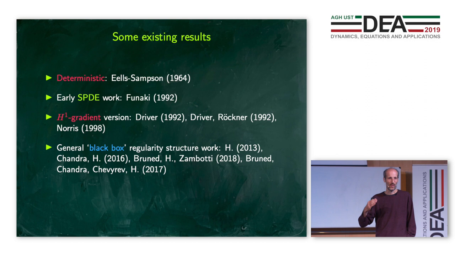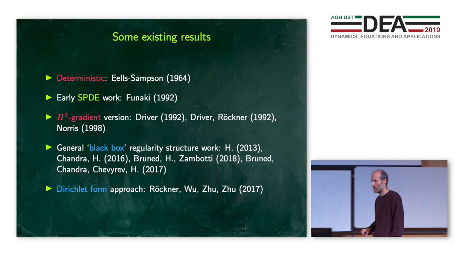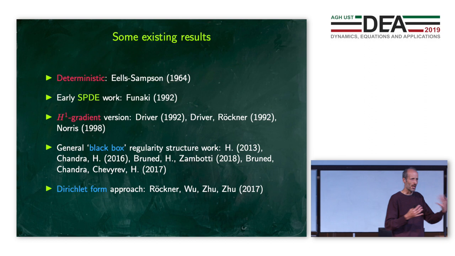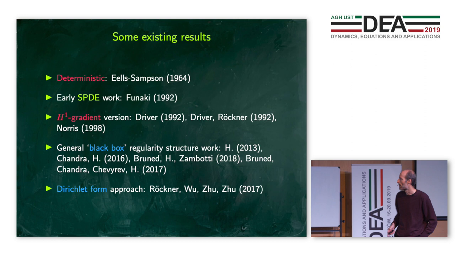Then there's an alternative approach, which is via Dirichlet forms, which people have looked at a couple of years ago. But somehow the technology there doesn't seem to be sufficiently advanced to actually say anything precise on the process that you end up constructing. And even uniqueness is not clear at all.